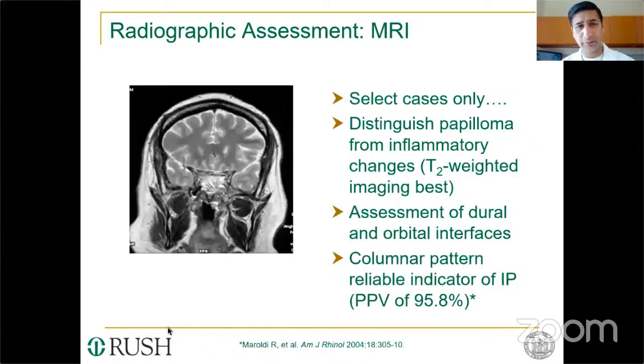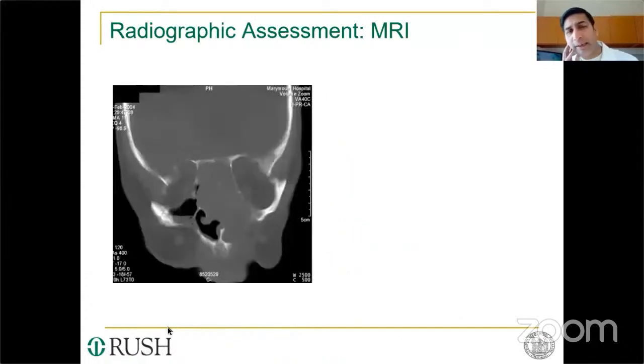And certainly you can look for this kind of columnar type pattern. This was reported by Maraldi out of Italy, and it can be a very reliable indicator for IP. What you see here is that this tumor tends to involute on itself. So these areas of bright signal are actually mucus that's embedded between the areas of tumor, and you almost get these columns of tumor interspersed with mucus. And that has a positive predictive value of almost 96%, according to this study out of Italy.